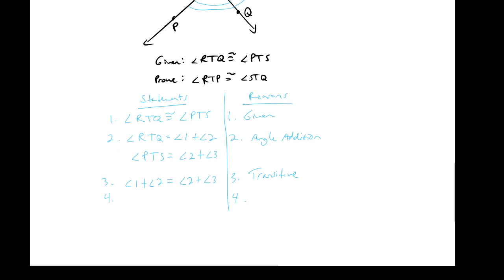Next step. Well, I know that angle 1 and angle 3 are the same because they both have 2 added onto it, so I could subtract 2 from both sides. Now that's not angle subtraction, that's just subtraction. Remember what subtraction is. It means that we took away the same quantity from both sides. So do I need to write minus angle 2 minus angle 2? No, but that's what happened.